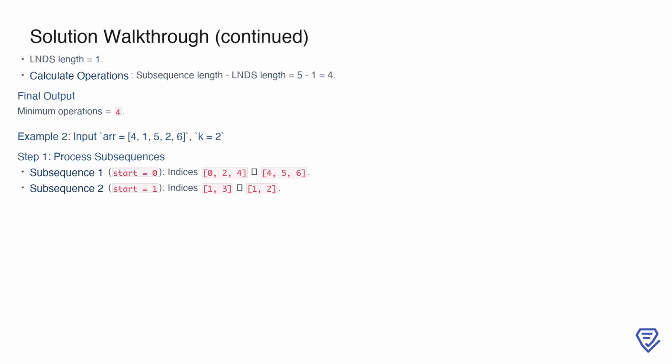Since the length of the LNDS is 1 and the original subsequence length was 5, the number of operations required is 5 - 1 equals 4. This means we need to modify 4 elements in the array to make it k-increasing.